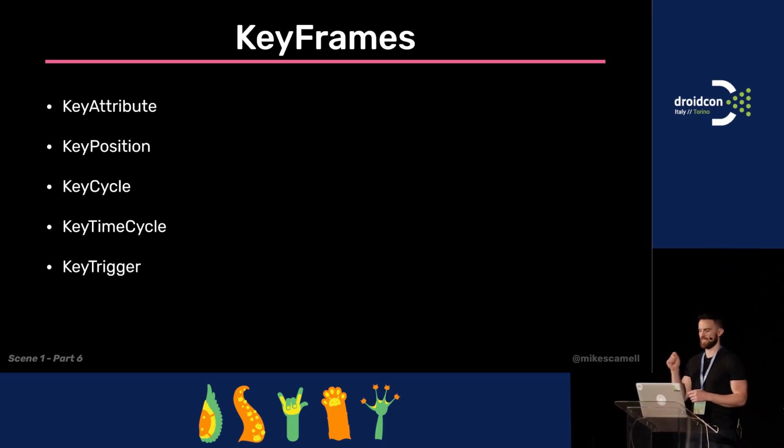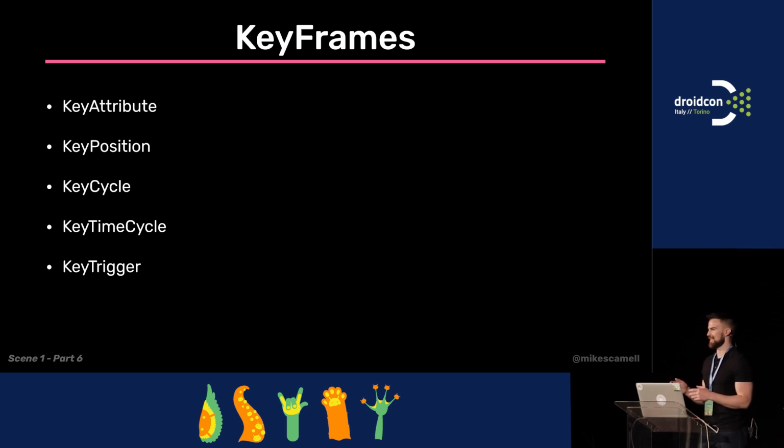But what if we only want to change one small thing during our transition? We don't want to have to keep building constraint sets to get all these small changes, and that's where keyframes come in handy. They provide lightweight intermediary steps that your animation or transition can go through. Keyframes can be applied to position or attribute values. There are 5 types of keyframes.